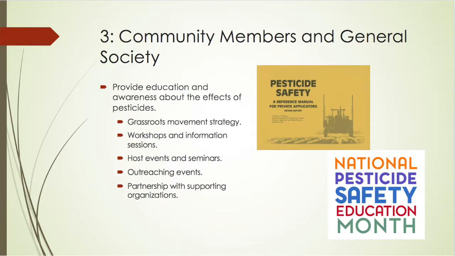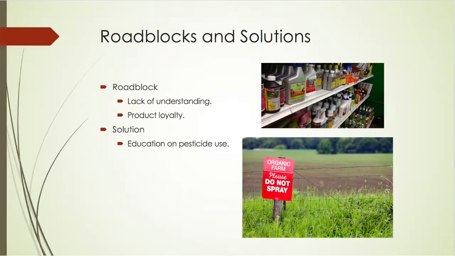We can create workshops and information sessions in communities, schools, garden clubs, environmental interest groups, local businesses, and programs like the UC Master Gardeners Program, hosting events and seminars that have a focus on pesticides and our fight for honeybees, outreach in social media, advertisements, and information flyers. Once our movement has increased, there can be partnership with supportive organizations. One roadblock we might find is that people may not understand they are harming pollinators by spraying pesticides. Due to product loyalty, people may have difficulty switching to safer products.